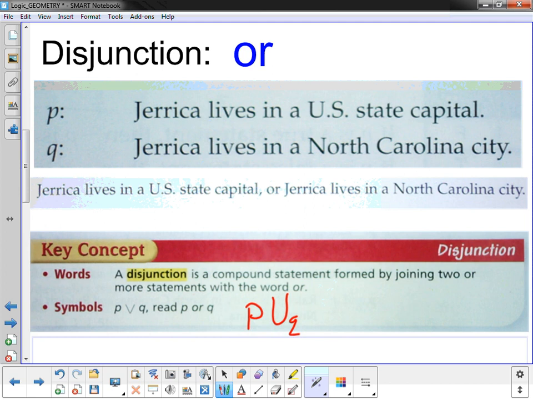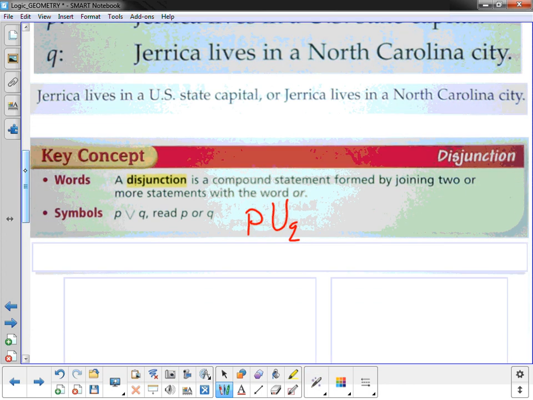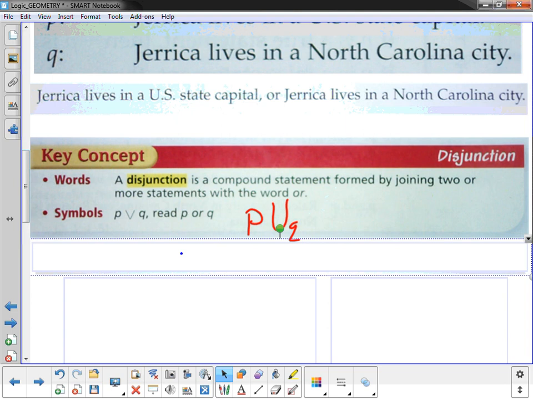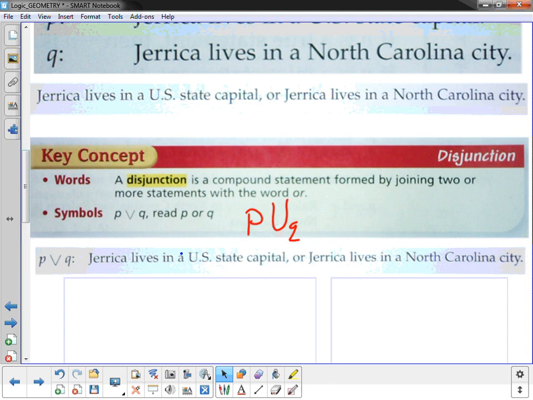So how would I write this as my Jericho statement? I could have said P or Q, P with the big capital V Q: Jericho lives in a U.S. state capital, or Jericho lives in a North Carolina city.